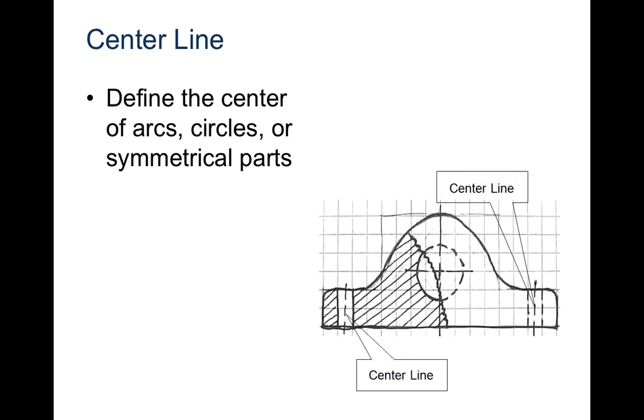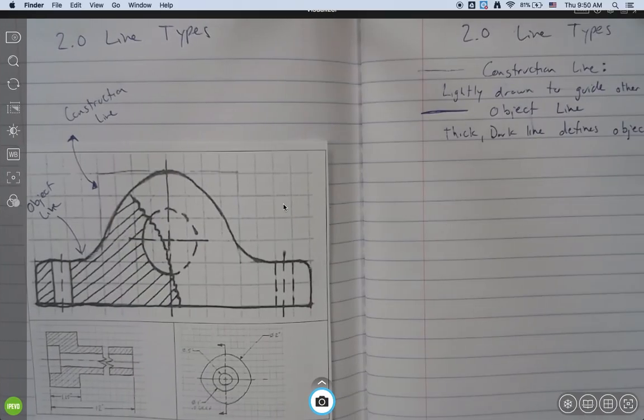All right, next up is a center line. A center line is used to define the center of arcs, circles, or symmetric parts. So if you've got something that's like a mirror image and it's important to know where the center is, that center line is a way to mark to the engineer, designer, manufacturer, artist, whatever, who's making something, here's the center of it.